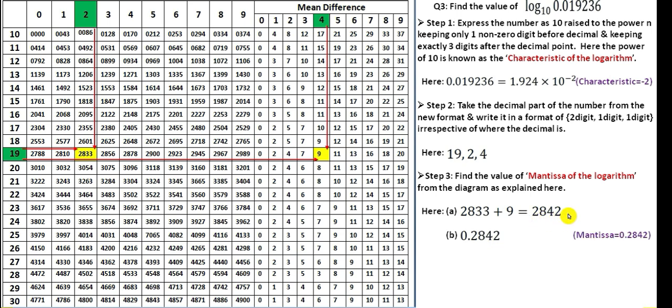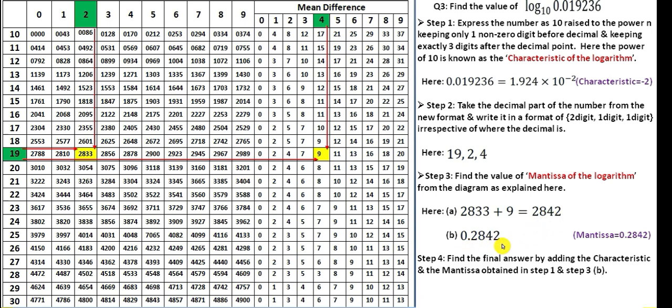Then the mantissa. For the mantissa, you have to put a decimal point before all these 4 digits. So it will be 0.2842. Okay. Now, the last step, you have to just add these two numbers: the characteristic that we got as minus 2 and the mantissa that we got as this. So, add these two. Remember that you also have to write the minus: minus 2 plus 0.2842. So, the answer is going to be minus 1.7158. Okay, see here there is a minus. So, accordingly you have to do the calculation and this will be the answer.